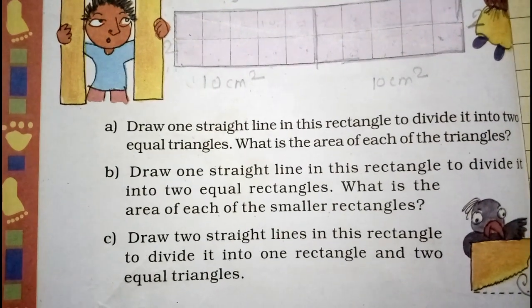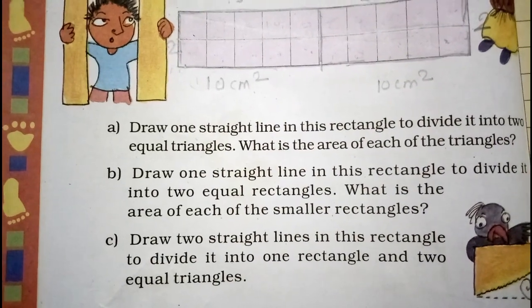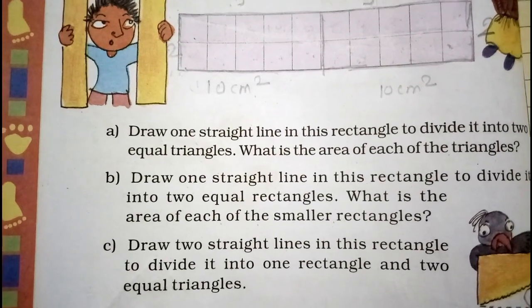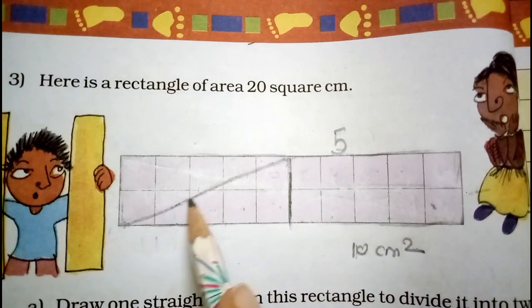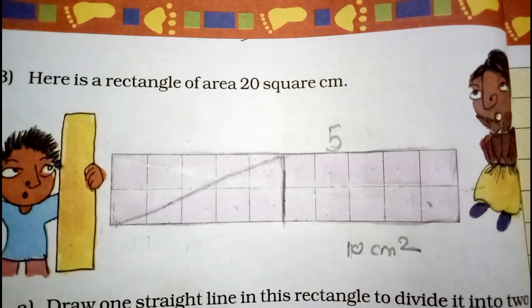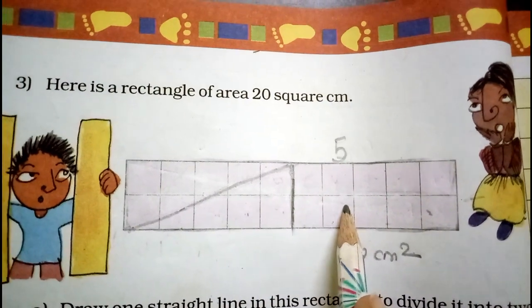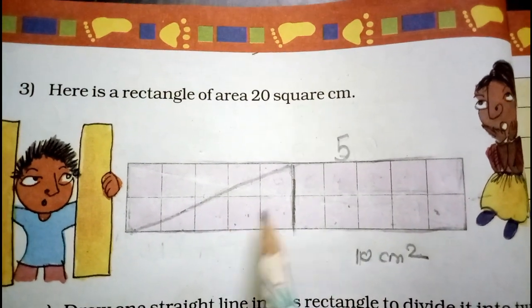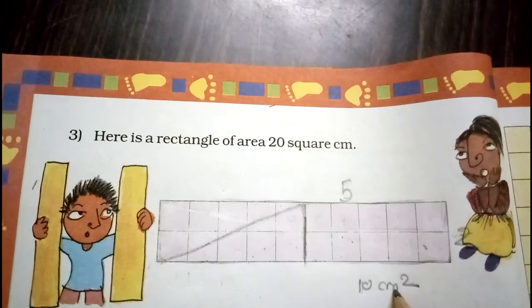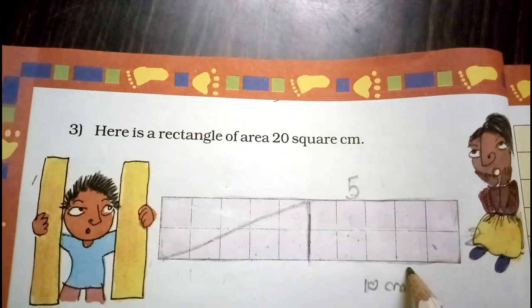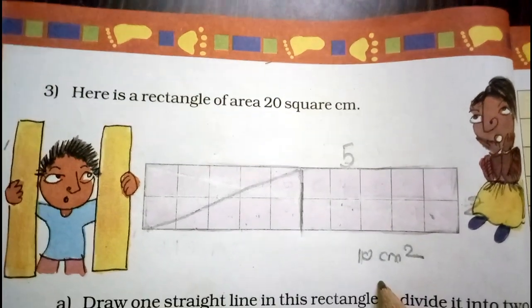Now let's see how to draw a triangle and rectangle in the same figure. With two straight lines, line 1 and 2, I made one rectangle and two triangles. Okay, the rectangle has an area of 10 square centimeter. 5 2s are 10 square centimeter.